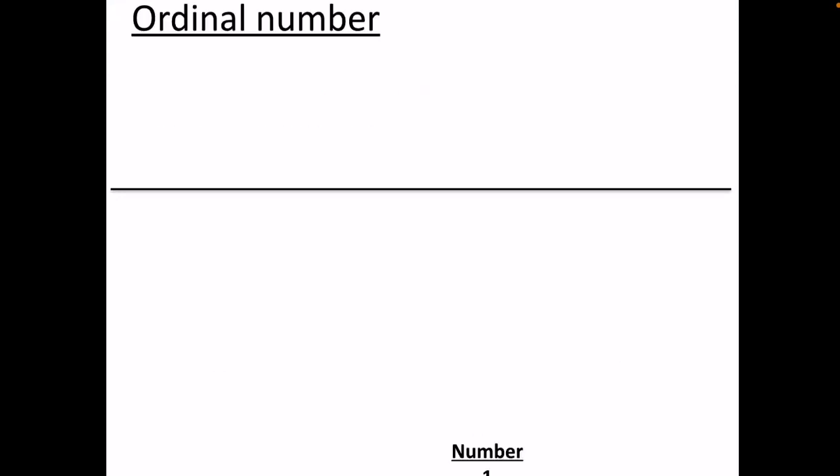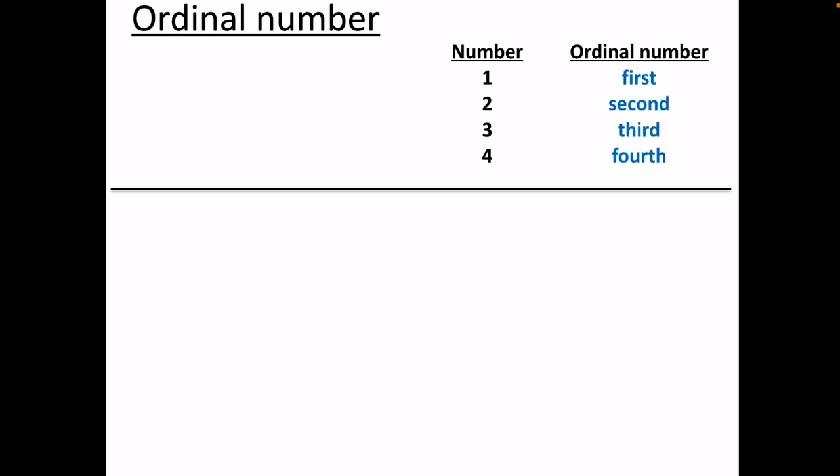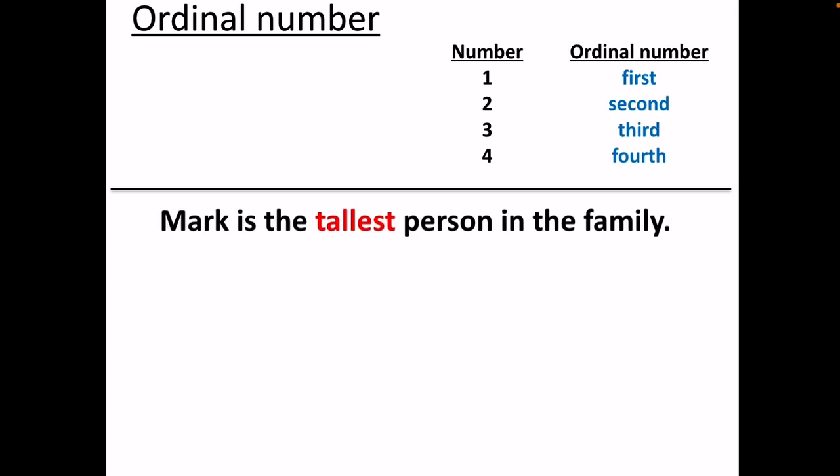Ordinal numbers. Ordinal numbers عندنا 1 2 3 4. If I want to change them to ordinal number first, second, third, fourth, إذا كملنا fifth, sixth, seventh, okay, we just add th if you want to continue. Now here we can use the ordinal number in superlative. For example, Mark is the tallest person in the family. هاي جملتنا إنه Mark is the tallest person in the family.